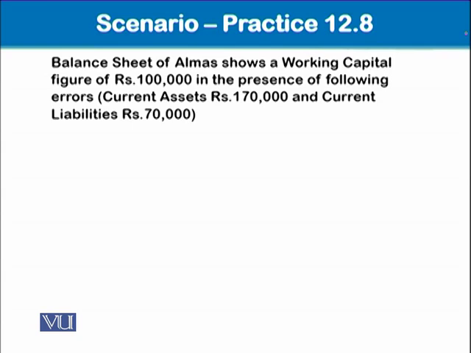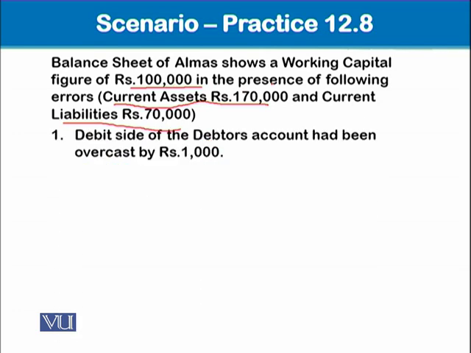So we will do a scenario in which this issue will be discussed, that the balance sheet of Almas shows a working capital figure of 100,000. All right. In the presence of the following errors. In fact, how this working capital figure was worked out, that our current assets were 170 and our current liabilities were 70. That's why our working capital is 100,000. So it was worked out in the presence of the following errors. And the error is that the debit side of the debtor account had been overcast. Okay, the debtor's account has been overcast with 1,000.